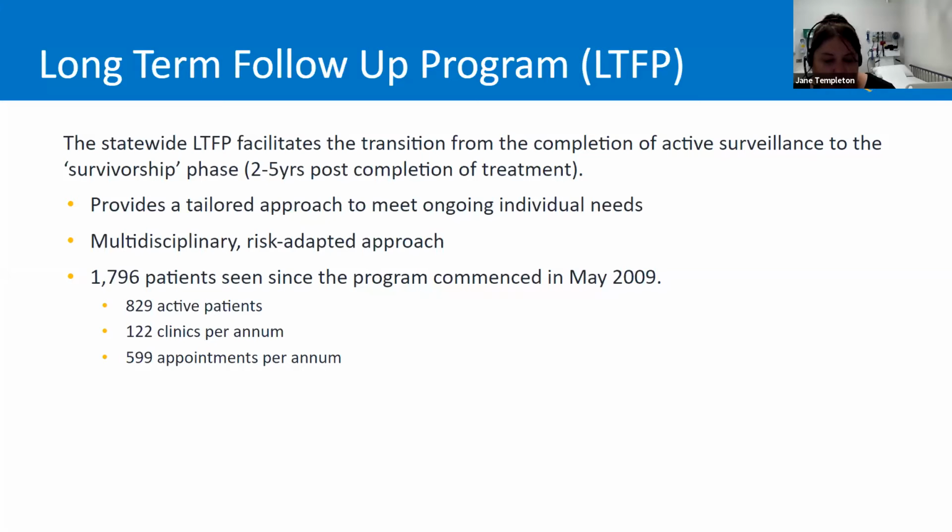PICS long-term follow-up program facilitates the transition from the completion of active surveillance to the survivorship phase of care. Patients enter the long-term follow-up program 2 to 5 years post-completion of their treatment. They are then risk stratified at entry and annually according to medical needs and triaged into appropriate clinics. The triage is based on disease, current age and their current medical needs. They receive a treatment summary and a roadmap for surveillance, and then they're reviewed in clinic.